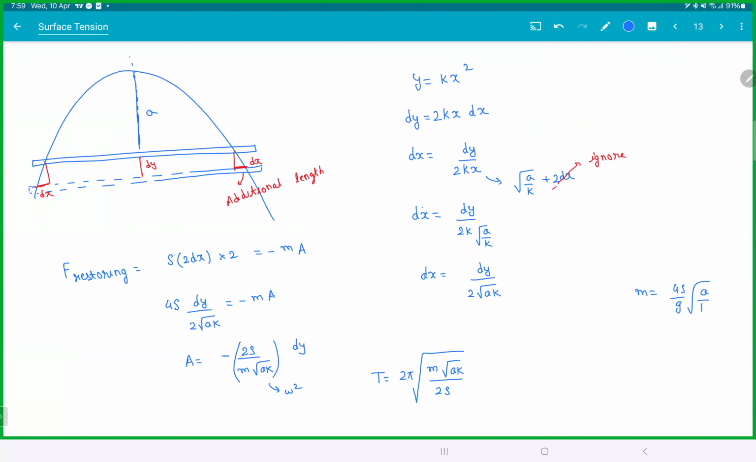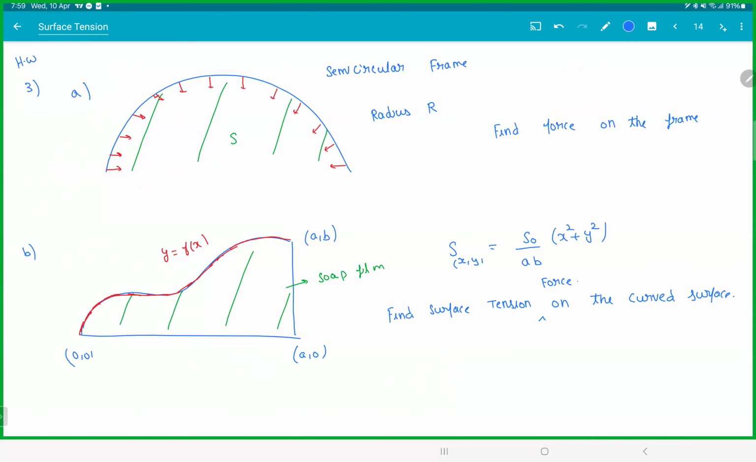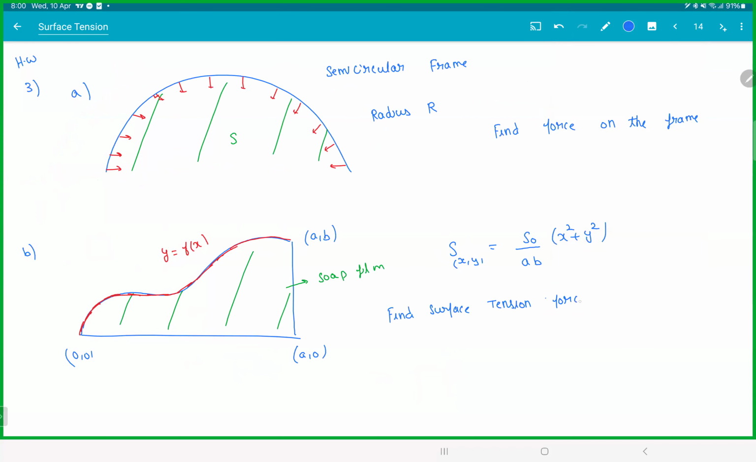Yeah, C part, try it as homework. We will discuss this also. If you put a mass m on this, what's the maximum distance it travels? And these two, I just wanted to find the force on that red color curved surface. But in this case, now surface tension value is also changing, so be careful. So try these 3 questions, 3 parts, and Friday when we catch up, first thing in the class, we'll discuss this.